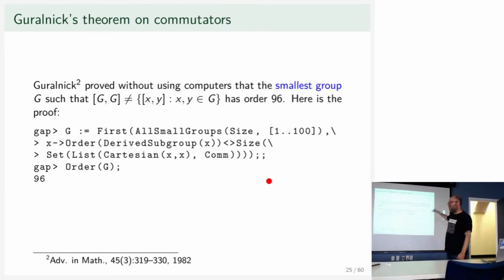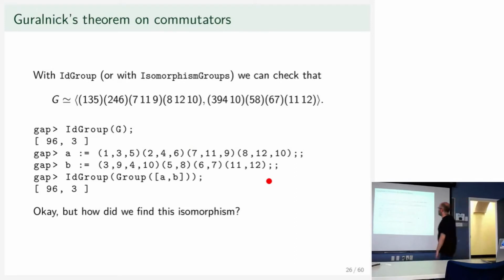But I'm going to use several advanced tools for doing this. I'm going to show you that this group is isomorphic to this permutation group, generated by these two permutations inside S12, with 12 points. So how to check that my group G is isomorphic to this? Of course, I can use ID group applied to this and to this, or I can use isomorphism groups, and then I check that this is okay. I'm doing this with ID group. Nice, I gave you a nice presentation.